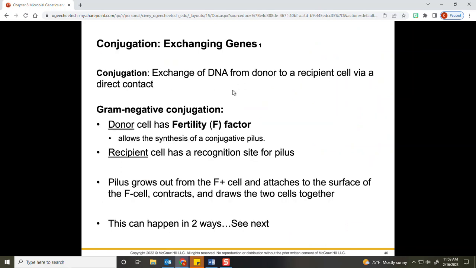We'll start with conjugation. Conjugation is the exchange of DNA from a donor to a recipient cell via direct contact. Direct contact. And this direct contact is due to a conjugation or sex pili. So in gram-negative cells, this is specific to gram negatives, the donor cell will have a fertility factor, and that fertility factor is a gene. And it allows for the synthesis of what we call a conjugation pilus. Pilus is singular, pili is plural, so just to clarify if you hear me say something slightly different. And then the recipient cell will have to have a recognition site for that pilus.